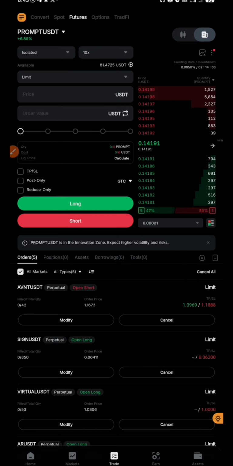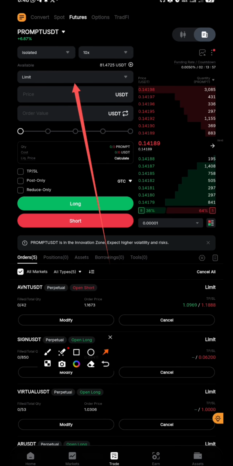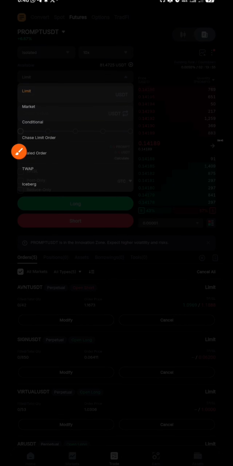So now we also have market types. Here, where you're seeing limit, if I tap on this place, you'll see different kinds of trading. You can see different trading types. We have limit, market, conditional, chase limit order, scaled order, TWAP, and iceberg. But what most traders use is limit and market, these two.